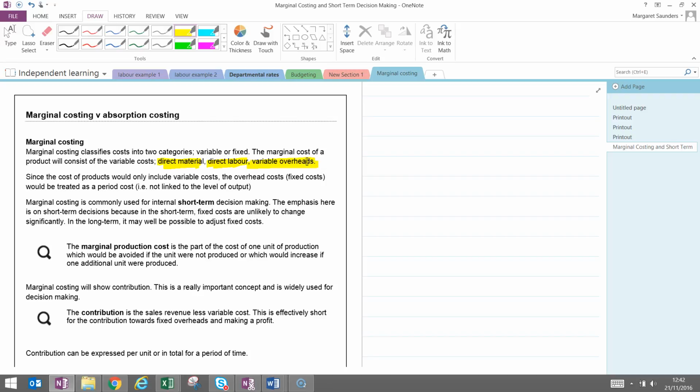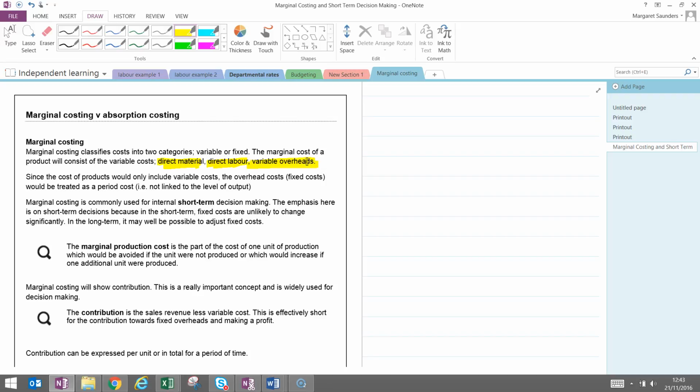So we can think of the marginal cost of a product as being the cost of one unit, which, if we did not make that unit, the marginal cost would not be incurred. And for every additional unit that we produce, then that marginal cost would increase. So the marginal cost is the variable cost of our product.